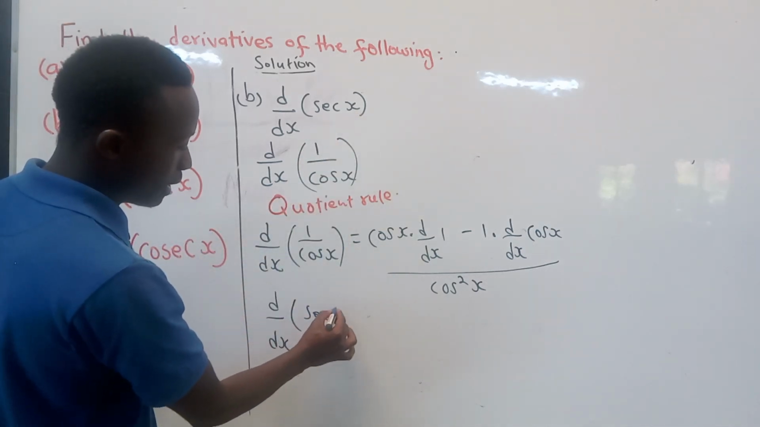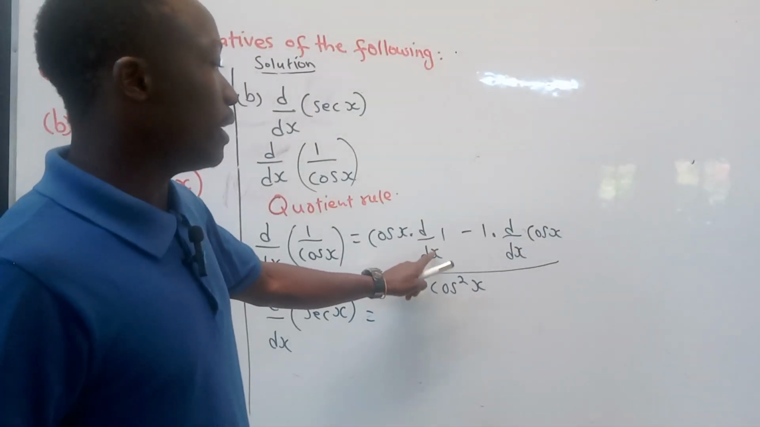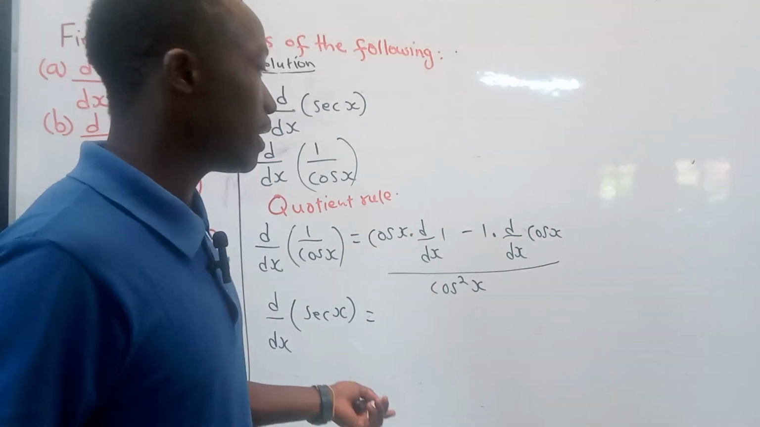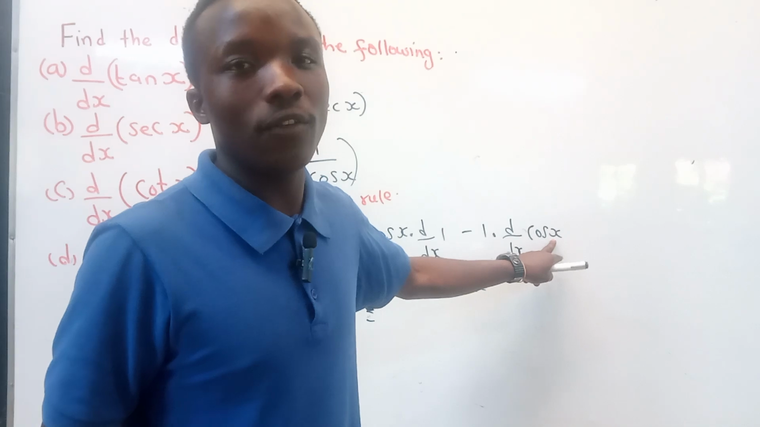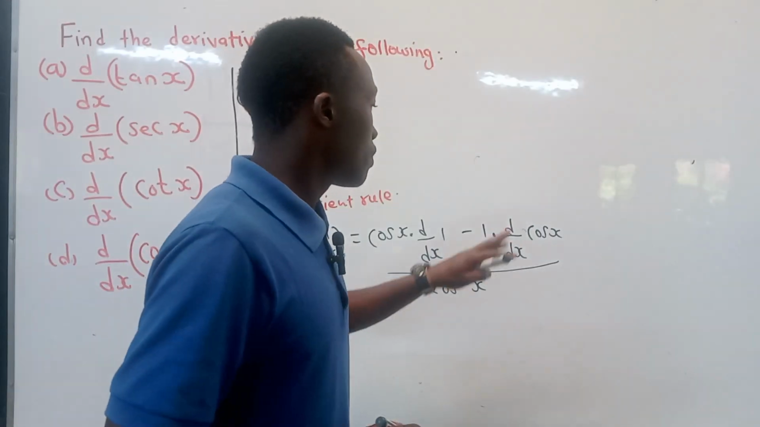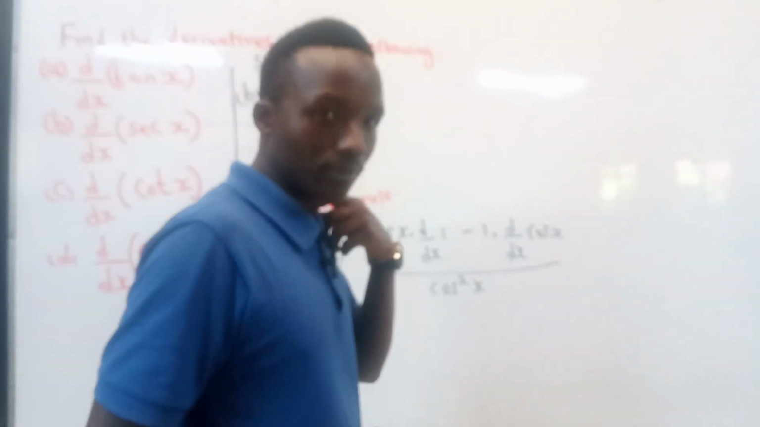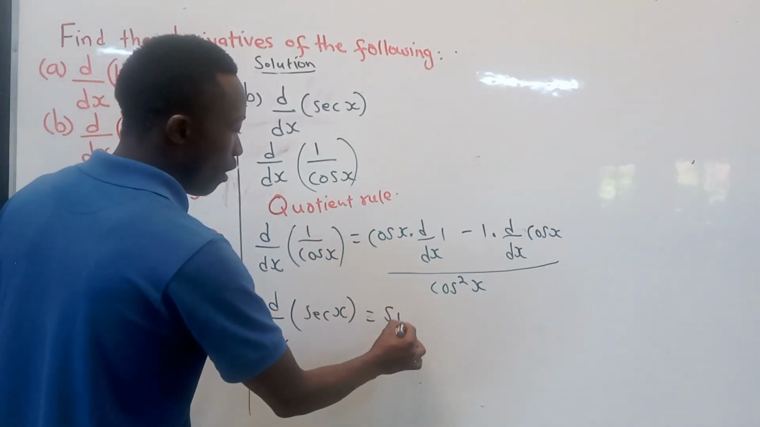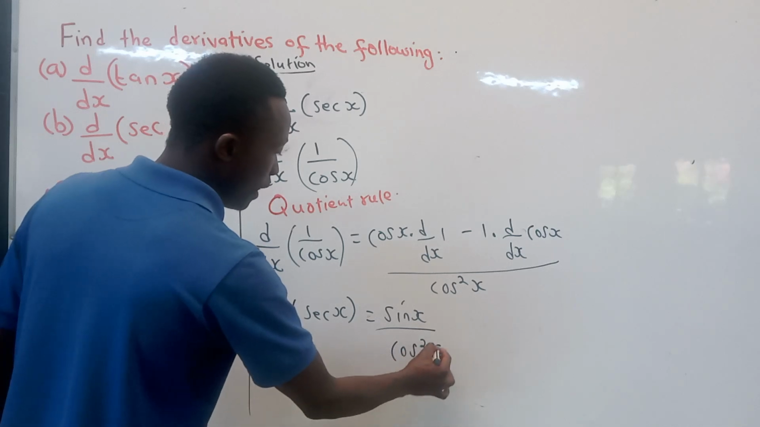So we can just say sec x is equal to, so the d over dx of 1 is equal to 0. 0 multiplied by cos x will give us definitely a 0. Then the derivative of cos x is going to be negative sine x. So negative sine x multiplied by negative 1. That is going to give us sine of x over cos squared of x.